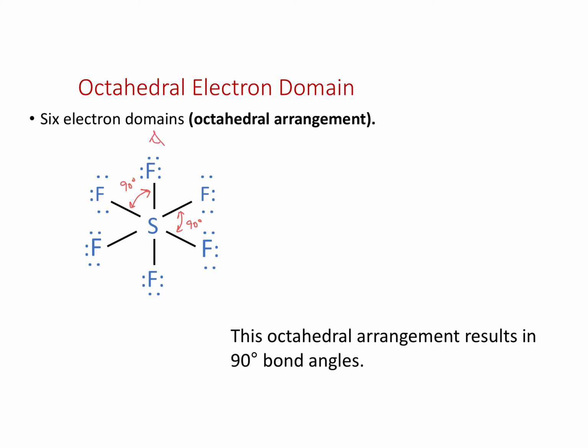Going back, if I had that eye and I was looking down this fluorine, sulfur, fluorine bond, I would see fluorine, fluorine, fluorine, right, at 90 degrees to each other around my equatorial position. So in this case, 6 electron domains, 1, 2, 3, 4, 5, and 6. All of them are bonding, so octahedral electron domain geometry and octahedral molecular geometry.